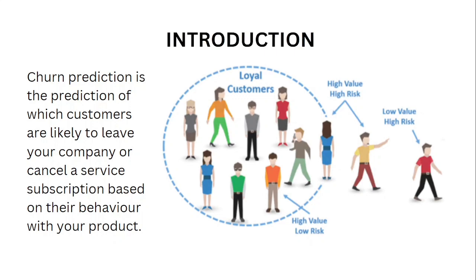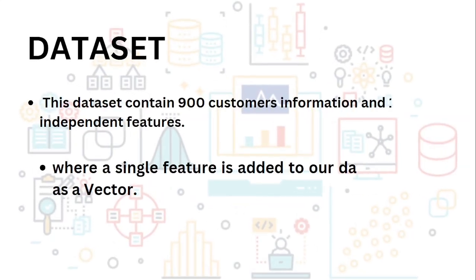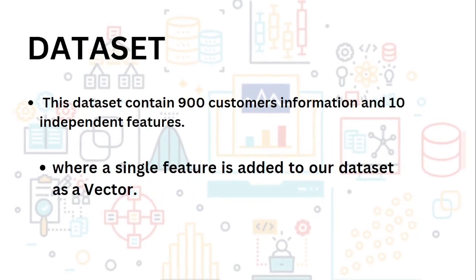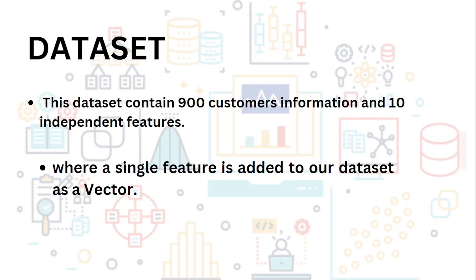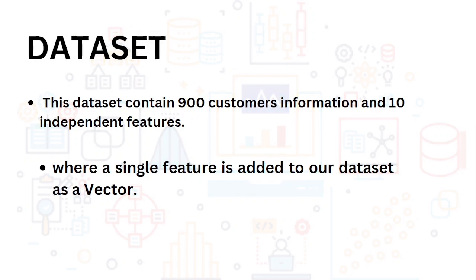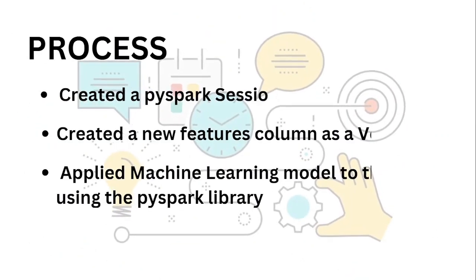So let's see what the data sets are. The data has around 900 customers and 10 independent features. Here a single features column is also added to our dataset as a vector. Heading towards the process part by showing the code.